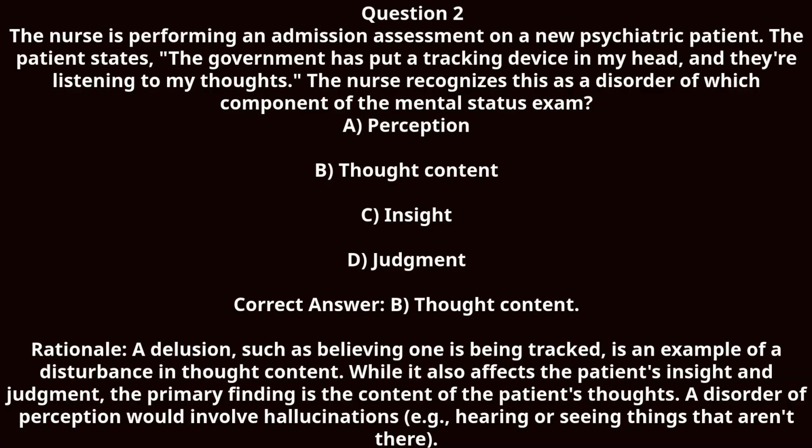Rationale. A delusion, such as believing one is being tracked, is an example of a disturbance in thought content. While it also affects the patient's insight and judgment, the primary finding is the content of the patient's thoughts. A disorder of perception would involve hallucinations, e.g., hearing or seeing things that aren't there.